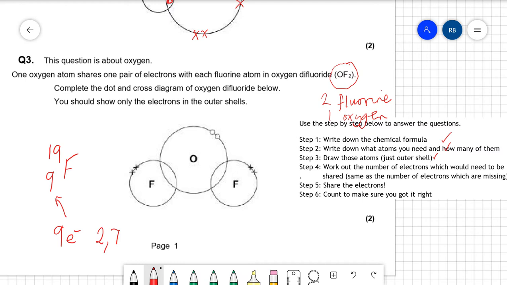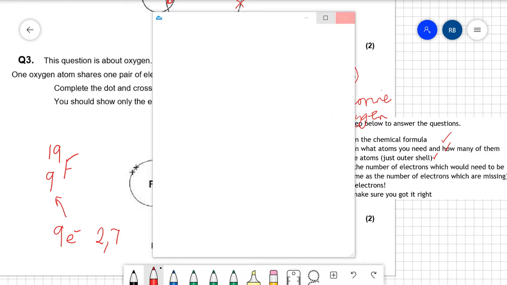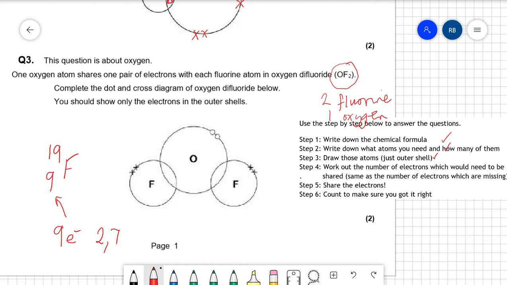Each fluorine will need to share one pair of electrons with another atom, and therefore form a covalent bond. So let's draw the 7. 2, 3, 4, 5, 6, 7. So it's going to share with the oxygen. And the other fluorine is going to do exactly the same. It also has 7 electrons in its outer shell, and it will need to share one pair to have then a full outer shell and form a covalent bond. So here we go.